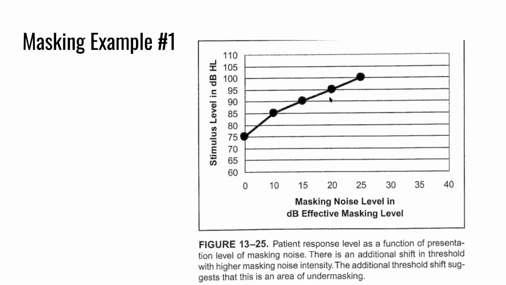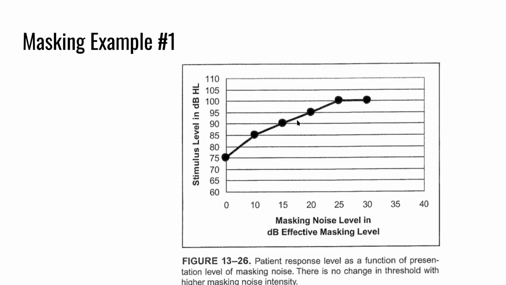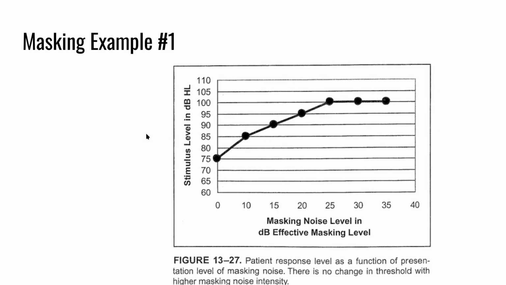You see another 5 dB shift. It's 100 dB with 25 dB of masking. We keep having to go up on the masker and going up on the tone accordingly. Now we finally get to go up on the masker without having to go up on the tone. Just going from 25 to 30 dB on the masker, staying consistent on the 100 dB tone.